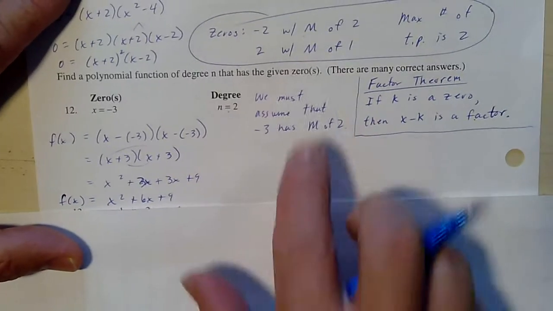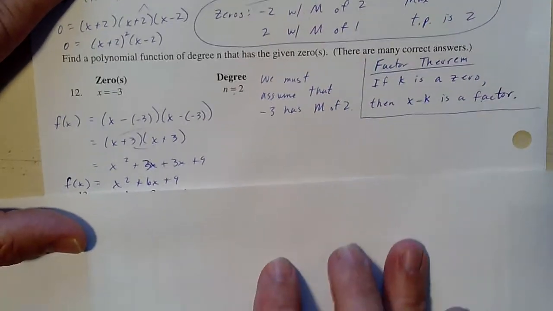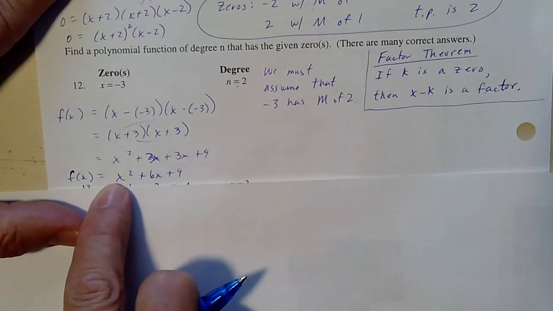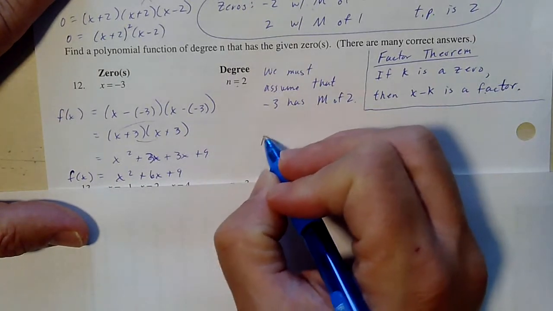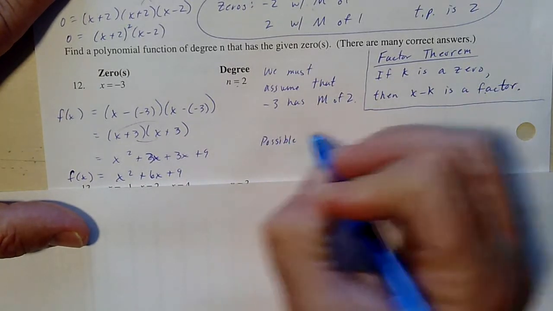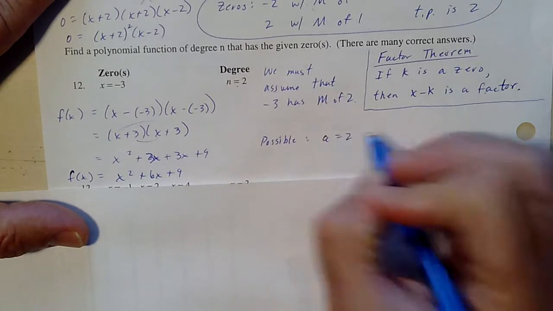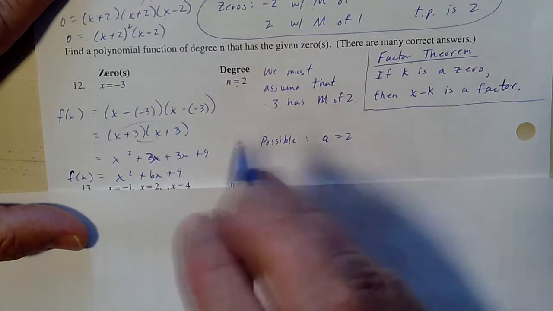Now, here's why they say there are many correct answers. Right now, my answer is assuming an a value of 1. But this is another possibility. It is possible for a to be 2 and still have the same zeros. Let me show you what I mean. You don't have to write this part down.